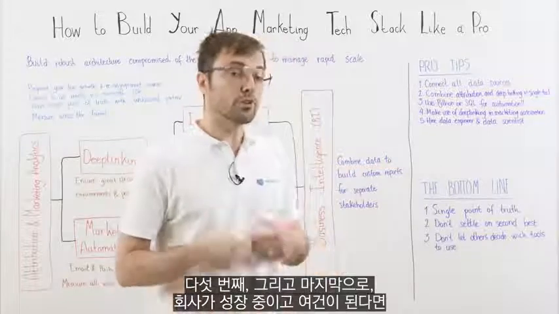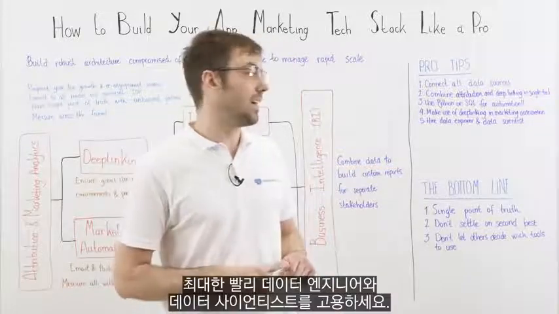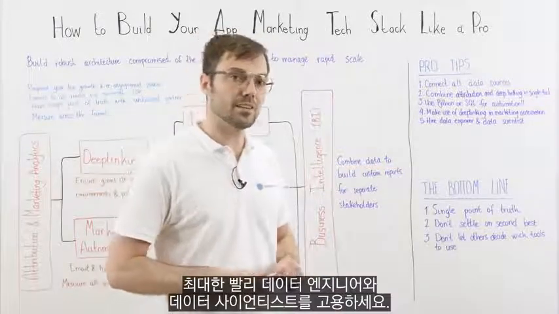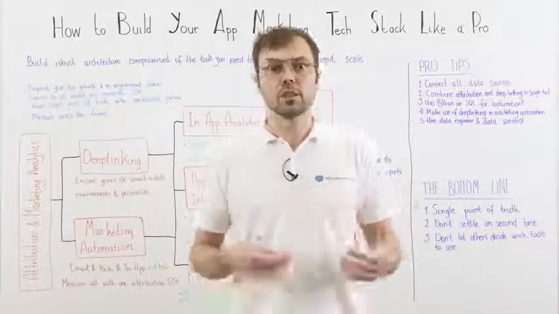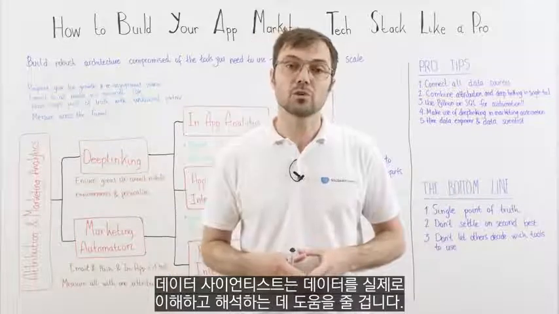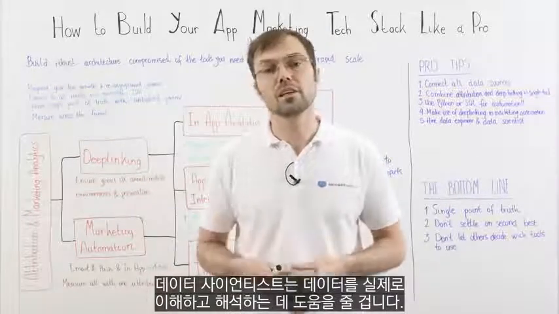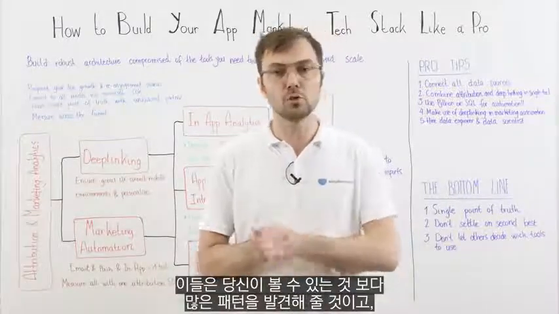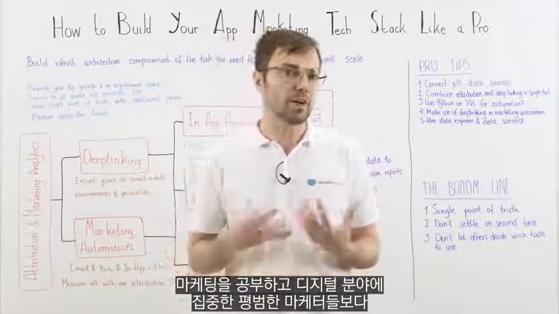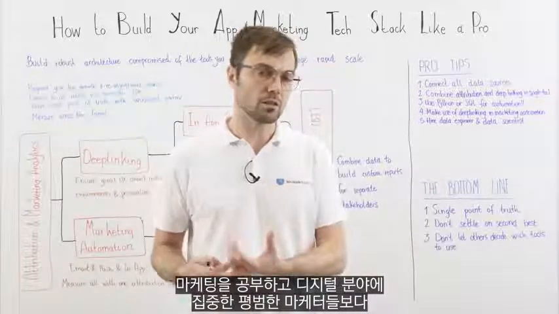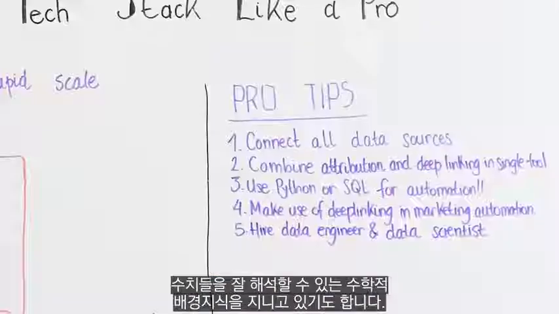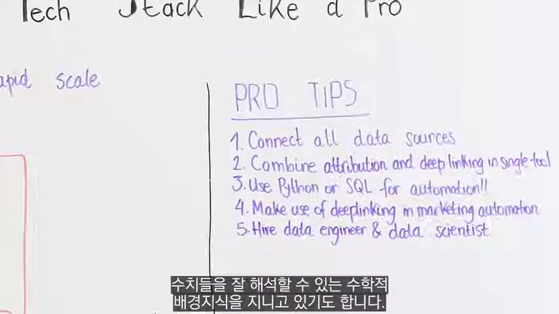If you're able, if you're growing, as soon as you can, hire a data engineer and a data scientist. The data engineer will help you to structure your data. And the data scientist will actually help you to understand and interpret the data. He will see other patterns than you do. He has a mathematical background to interpret things better than you as a regular marketer who might have studied marketing or digital side of things.